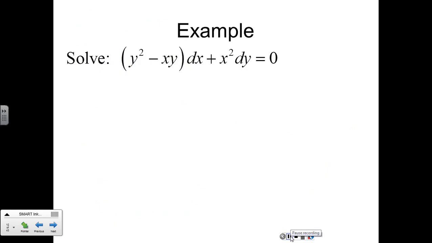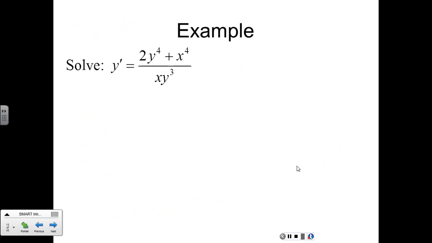Y'all see if y'all can help each other on this one before we have a break. All right, let's do one more of these before we switch gears a little bit to something a little easier. This is another one of those homogeneous.